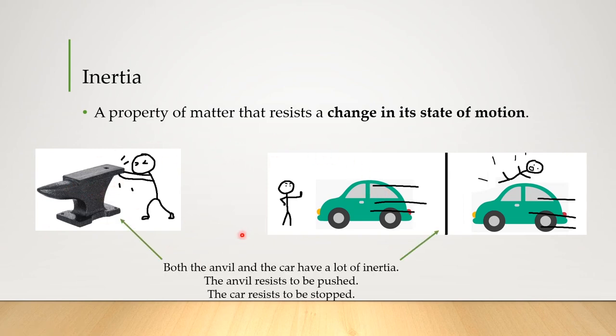The anvil and the car have a lot of inertia, because the anvil resists being pushed. Ayaw niyang matulak. And the car resists being stopped. This one is not in motion and it resists being pushed. This one is in motion and it resists being stopped. So that is inertia. And please do not try stopping a moving car ever, okay?